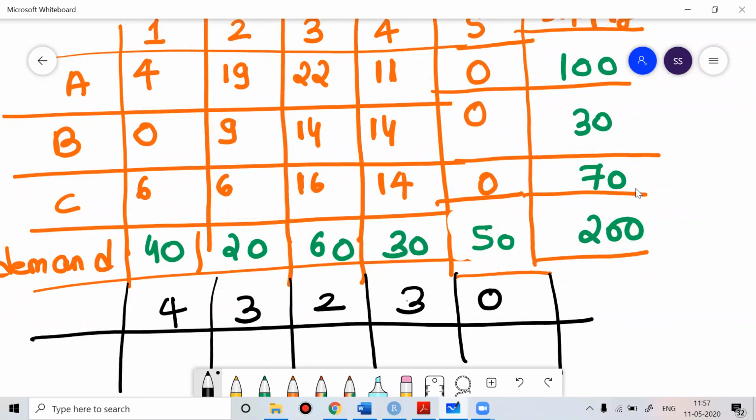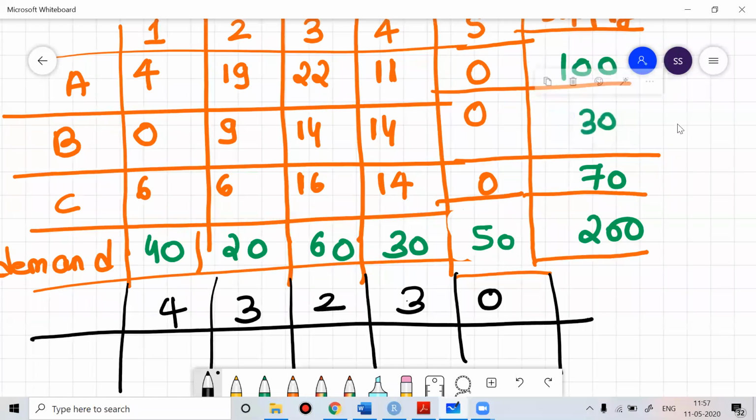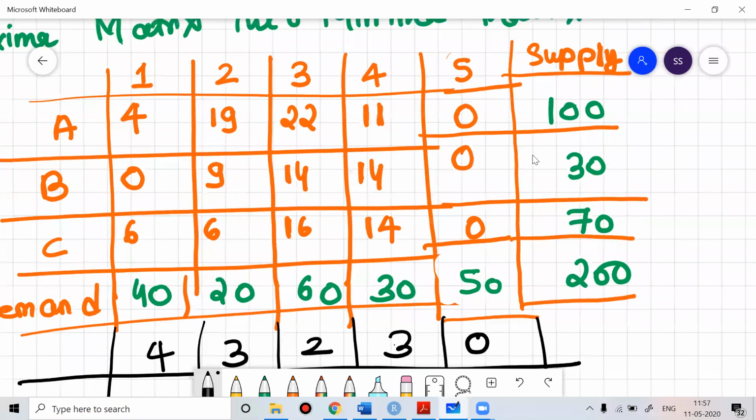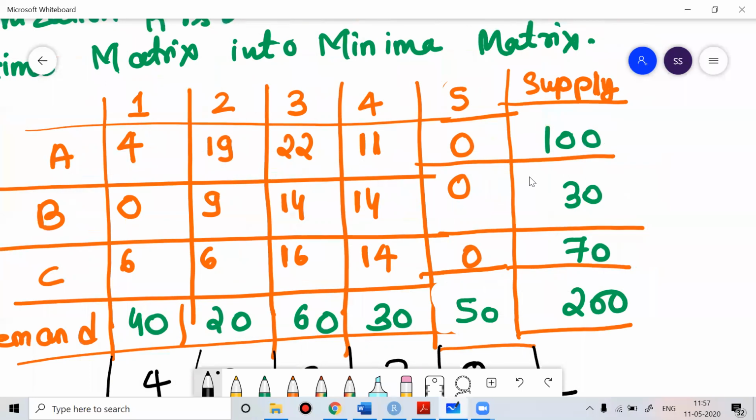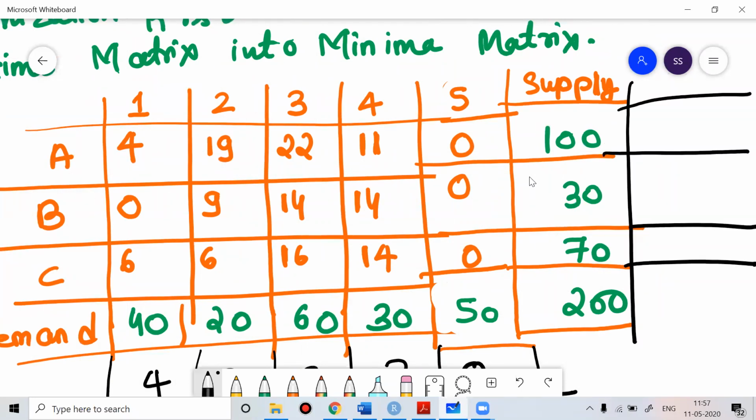Already we have done column wise. Now let's do row wise. So if you see row wise, now the lowest element here is 0. So 4 minus 0, 4. Then here 9 minus 0 is 9. Then here 3 rows are only there. 6 minus 0, this is 6.